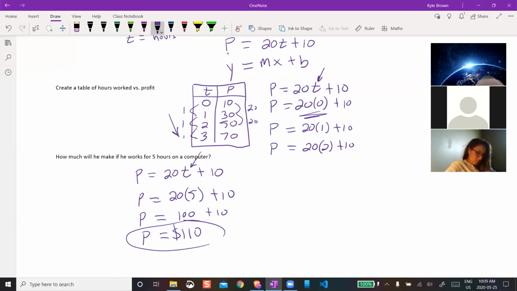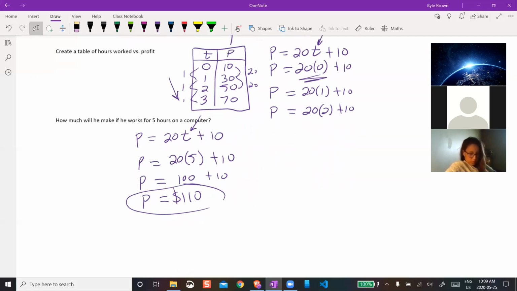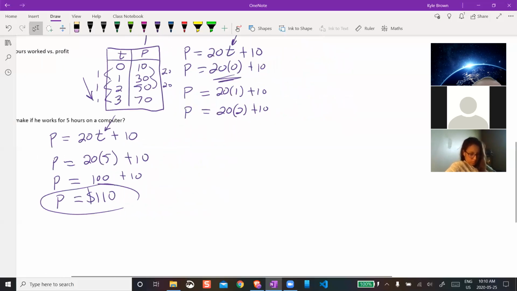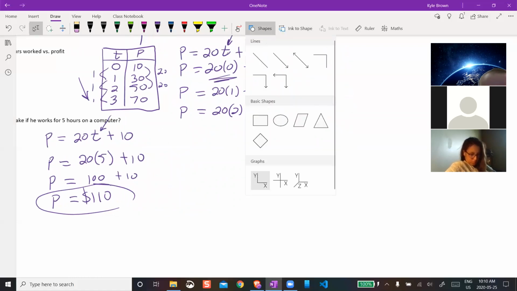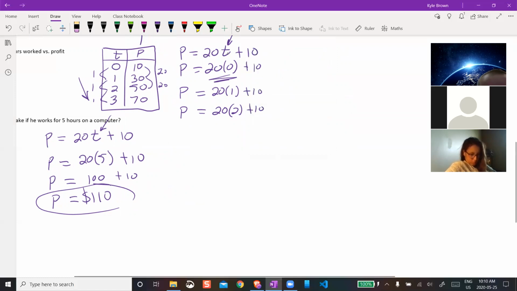Okay, and that's pretty much the gist of it. You guys have a few questions like that you're going to be doing. While we're doing it, I wasn't really going to get that much into graphing yet, but let's graph this. Let's see what this would look like if we actually graph this.